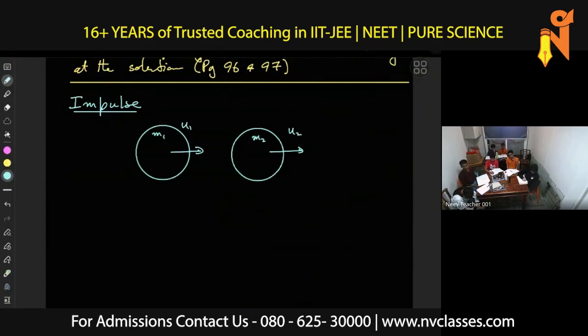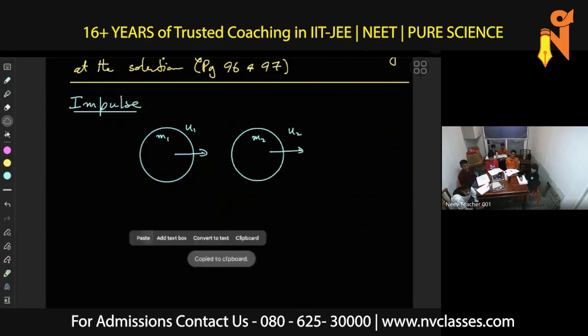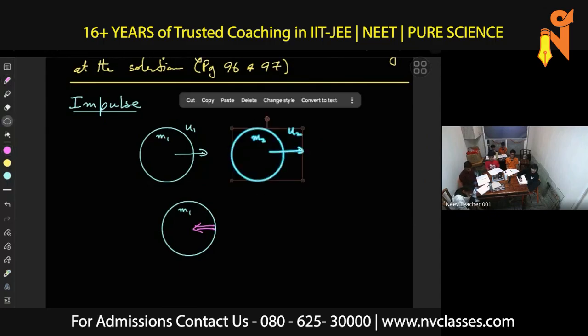So when they have come in contact, when this body has gone on to strike this body, what happens at that time? Equal and opposite force. So this receives a force, big time force, this way, and the other body will receive a force in the forward direction, right?